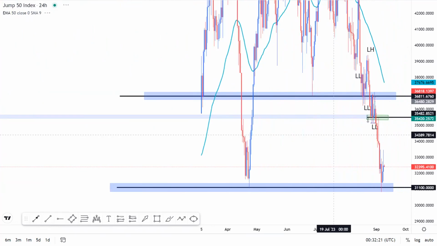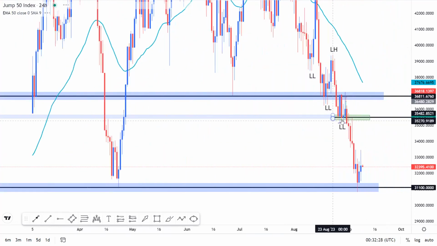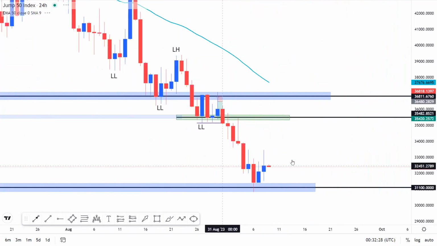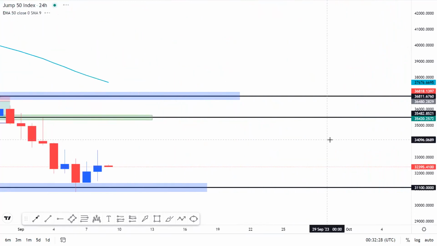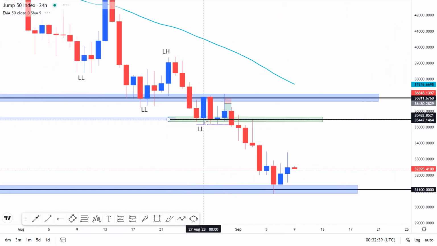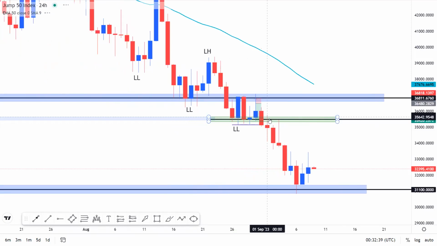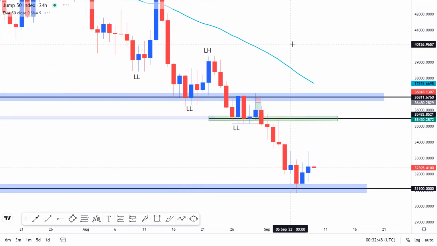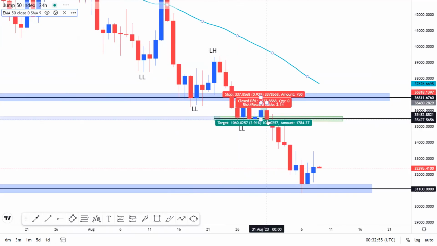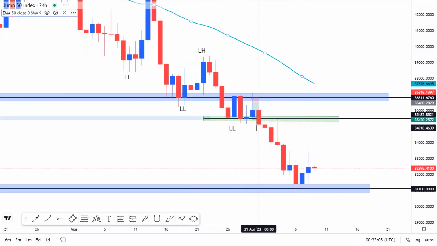Now making this a previous level of support broken, now turned a new resistance. So back to the rules again. The first thing you want to do is establish the market direction. And now very clearly from the daily time frame, we can see the market is still very much in a downtrend. And once you've established the market direction, the next thing you want to do is identify an area of interest.